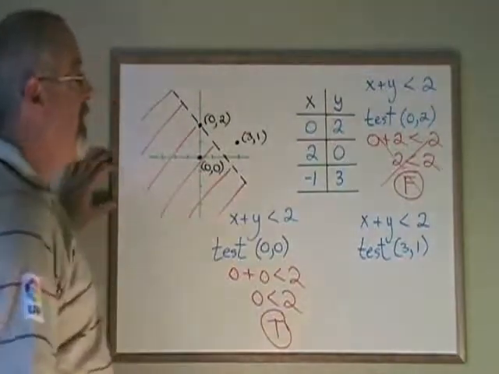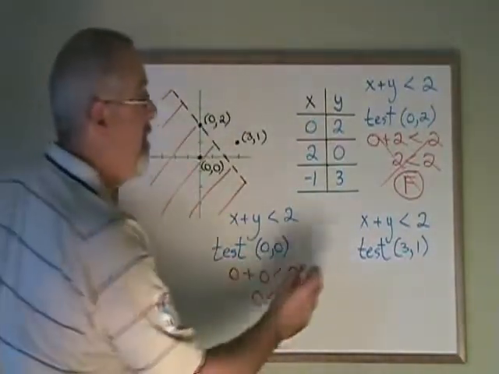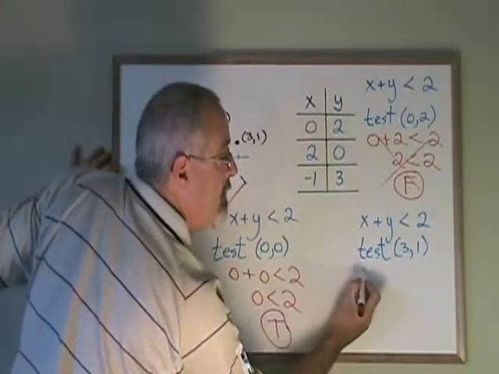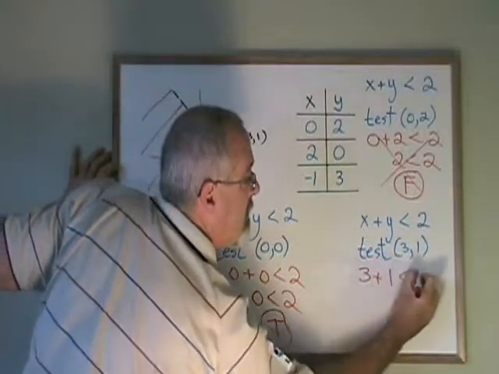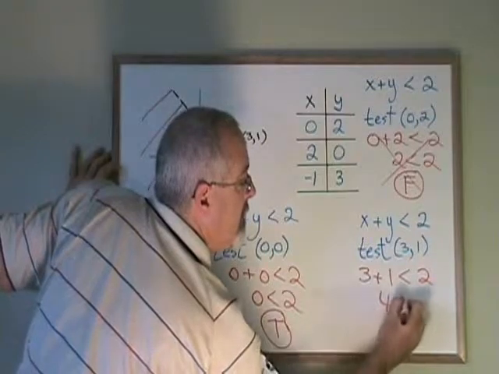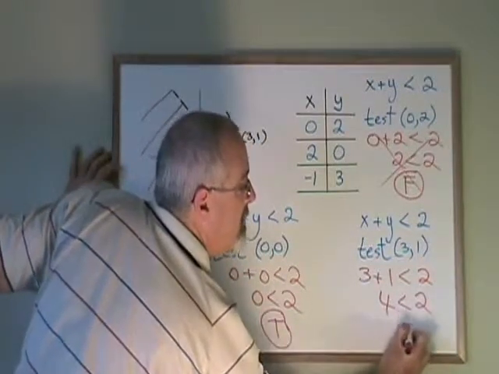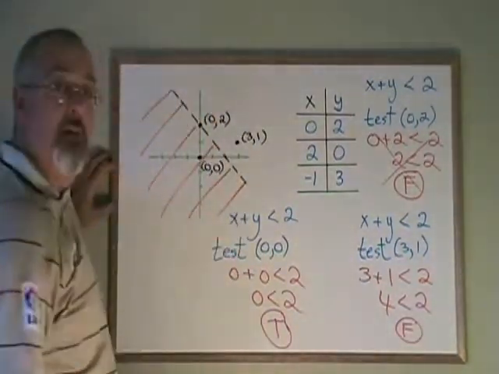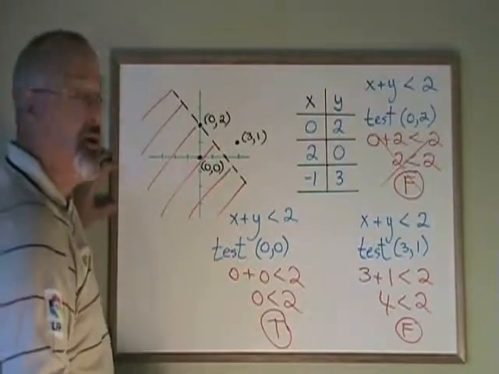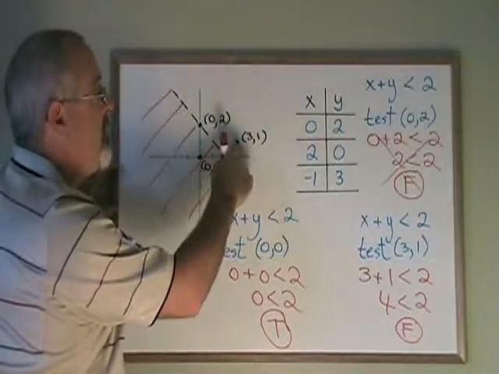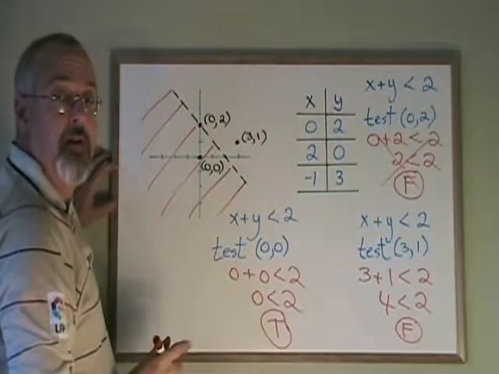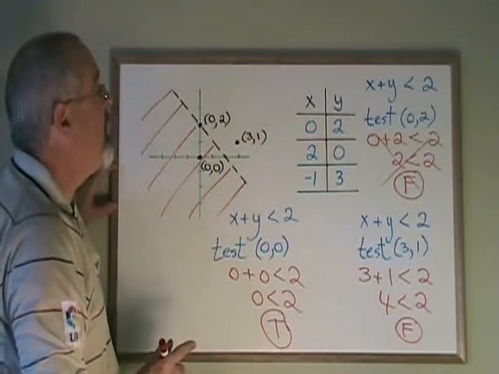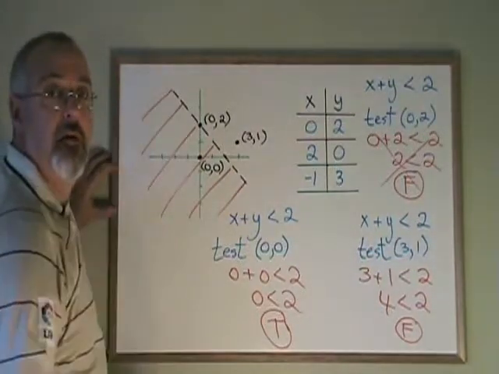Let's try the test point (3, 1), which is on the other side of the line. Plugging the x equals 3 and the y equals 1 into the inequality, I get 3 plus 1 less than 2, which simplifies to give 4 less than 2, and that's false. This time, though, my false result tells me where to shade. Since I got a false result from a point that's over here, it means that point is in a region that is not part of the answer. I should not be shading that region. I should be shading the other region.